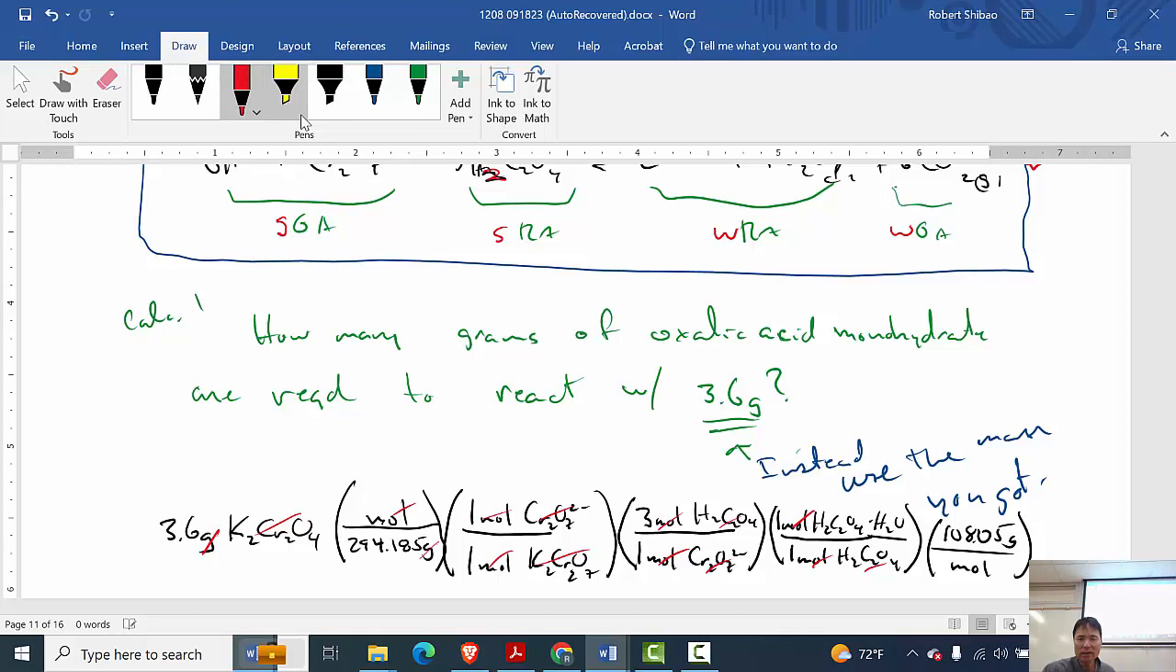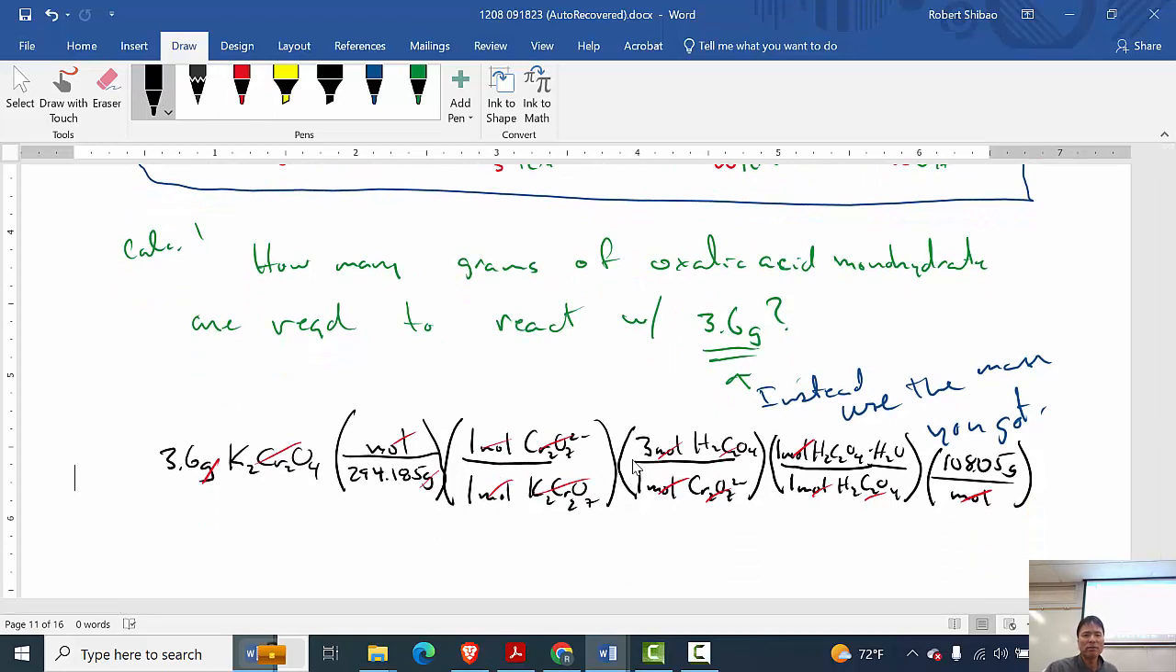So the moles of oxalic acid monohydrate gets converted into grams of oxalic acid monohydrate. And so if I have 3.6 grams of potassium dichromate, how many grams of oxalic acid do I need? So let's go ahead and do that. That's going to be 3.6 divided by 294.185 times 3 times 108.05. And I calculate 3.966 grams.